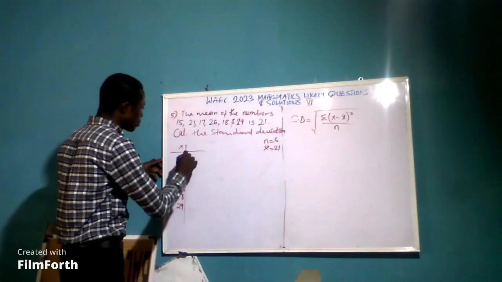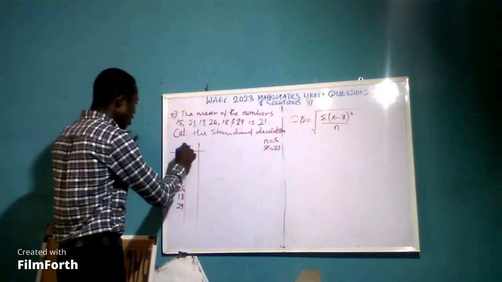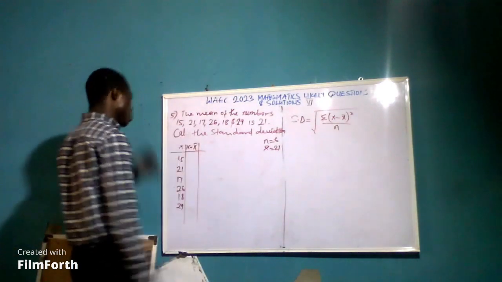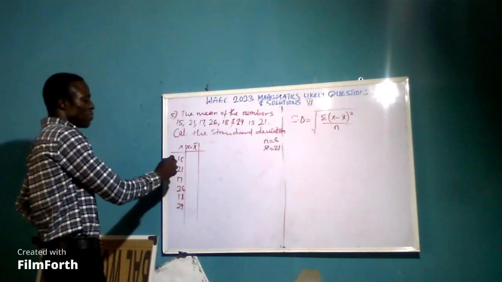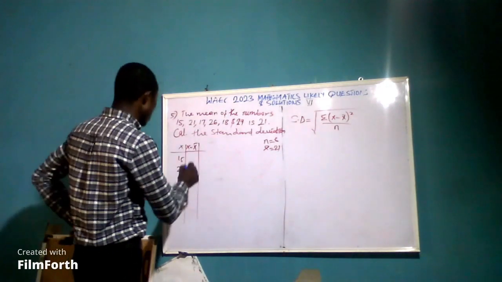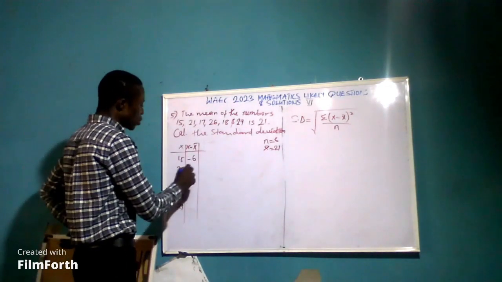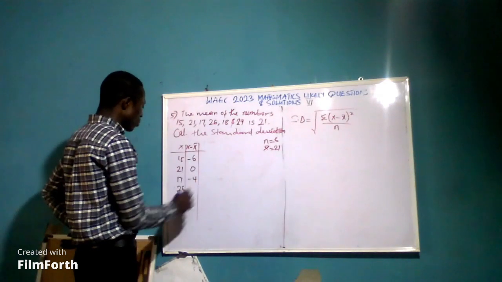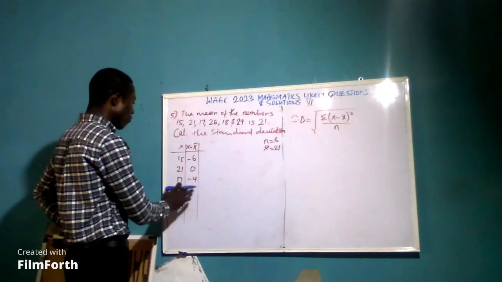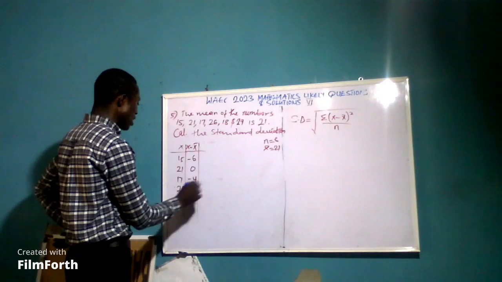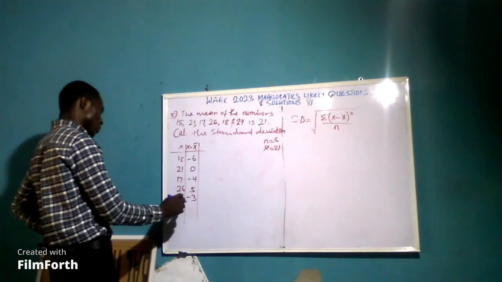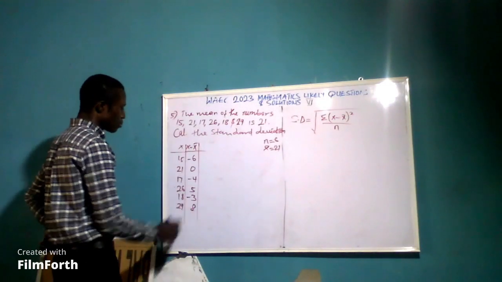The second column will be x minus x bar. Okay? And don't forget x bar, which is the mean, is given as 21 in the question. Okay? So at every point we will subtract the mean from each point. So 15 minus 21 now, that will give us minus 6. 21 minus 21, that will be 0. 17 minus 21, that will be minus 4. 26 minus 21, that will be 5. 18 minus 21, that will be minus 3. And 29 minus 21, that will be what? That will be 8. Okay? We are done with the second column.